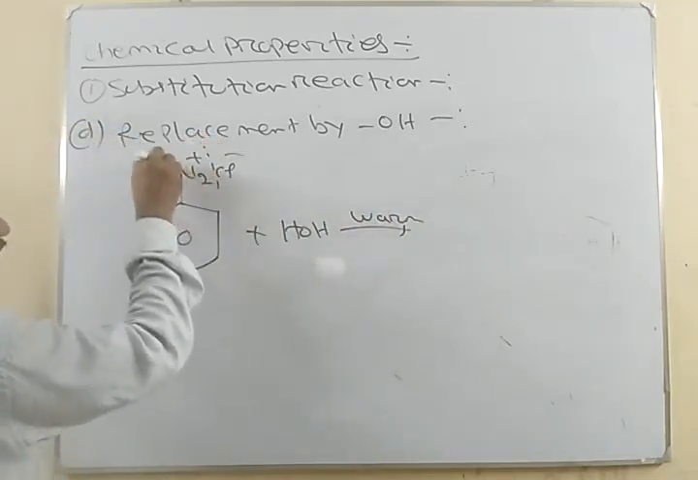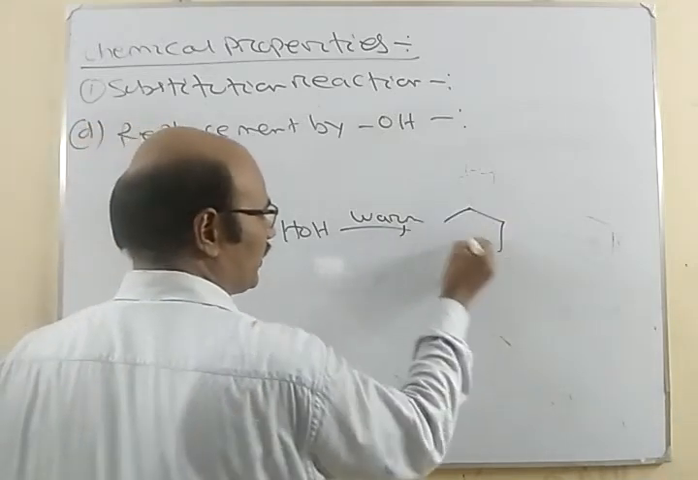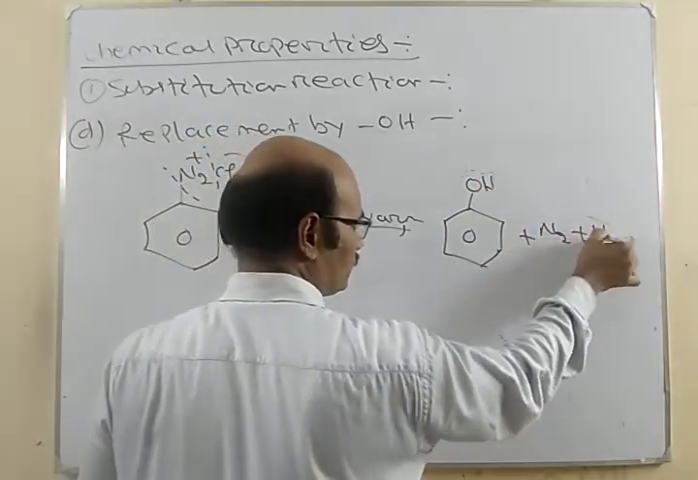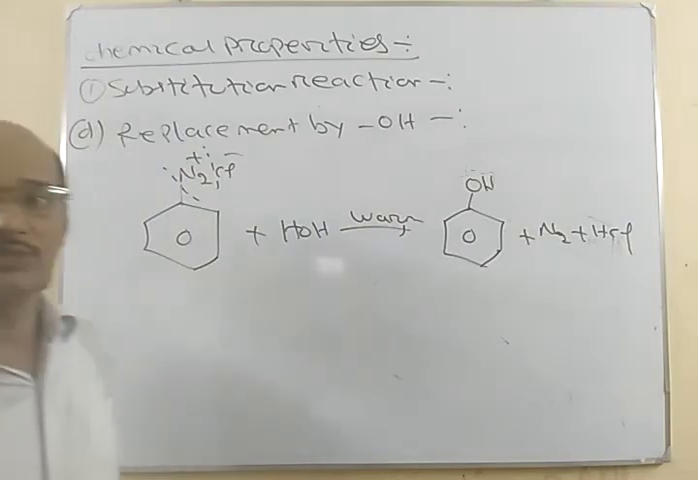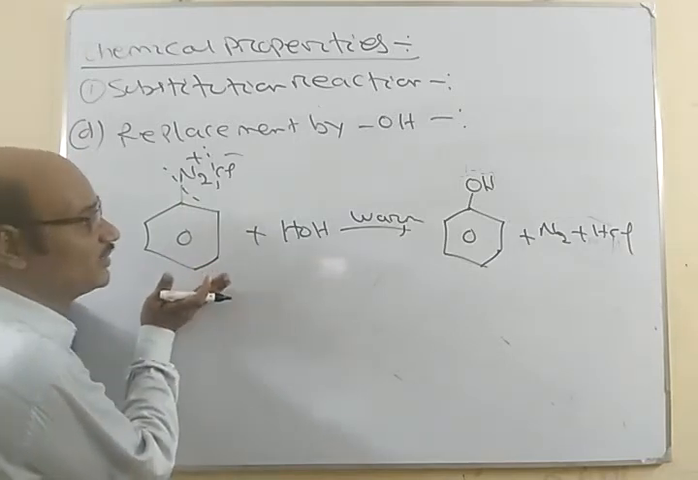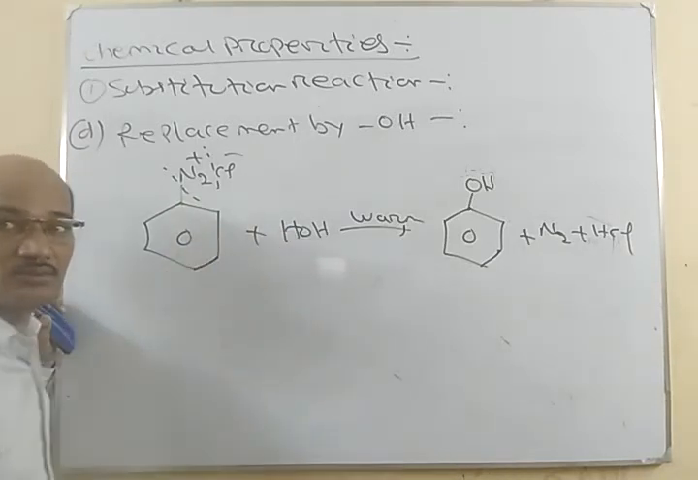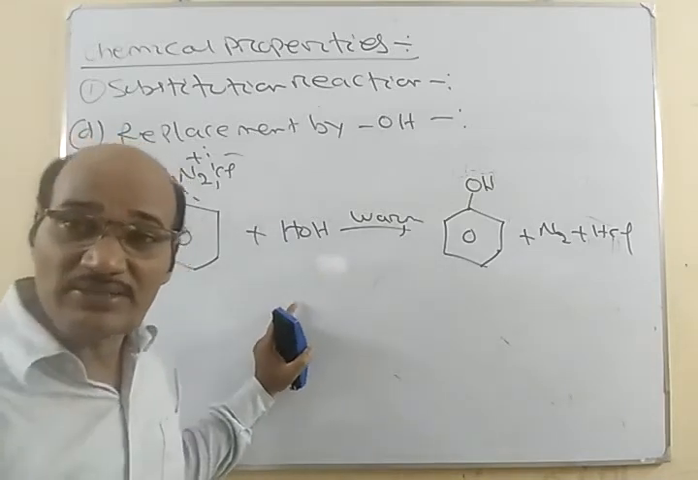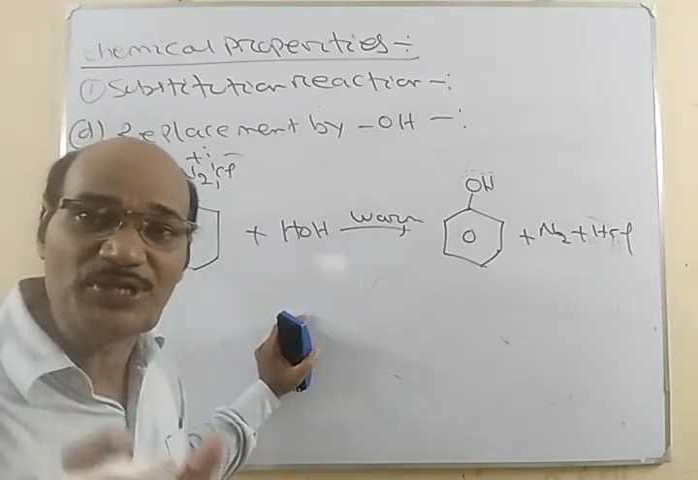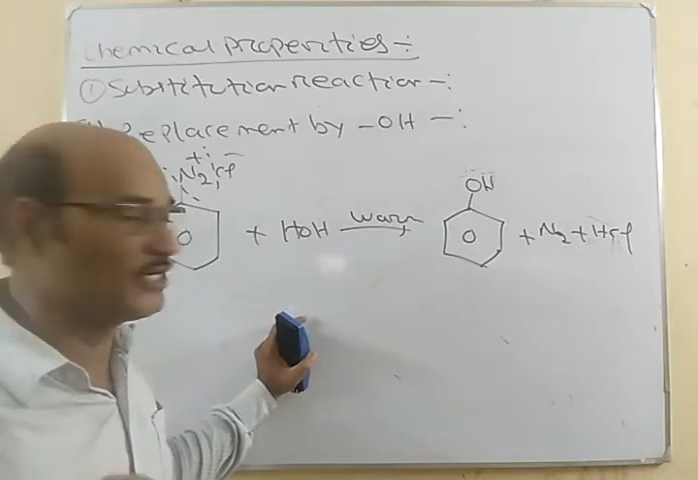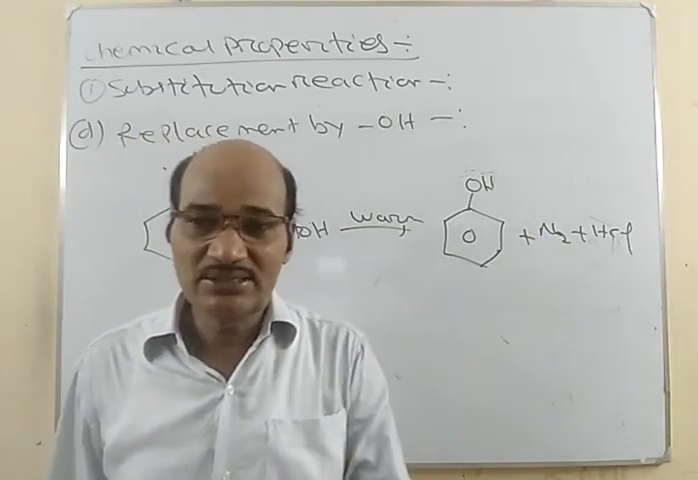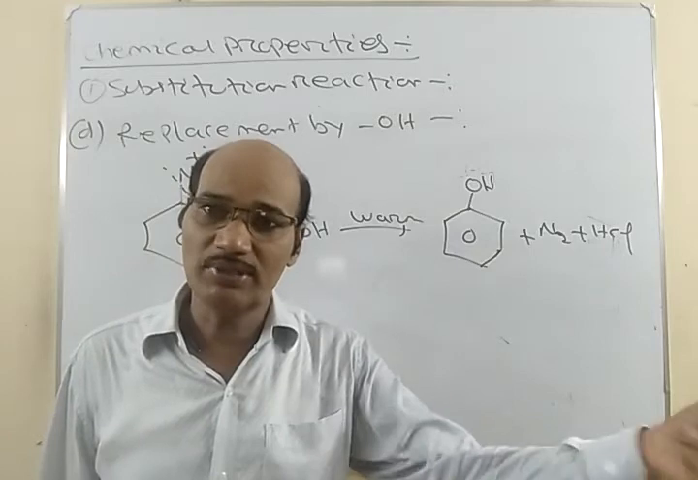The diazo group will be replaced by water, OH, plus N2, plus HCl. So the diazo group can be replaced by the OH; benzene diazonium chloride is simply warmed with water. I have already told you: when we are preparing benzene diazonium chloride from aniline, we maintain 0 to 5 degrees centigrade in ice cold condition. If the temperature is more, then automatically the benzene diazonium chloride will convert into phenol, because water is already there.